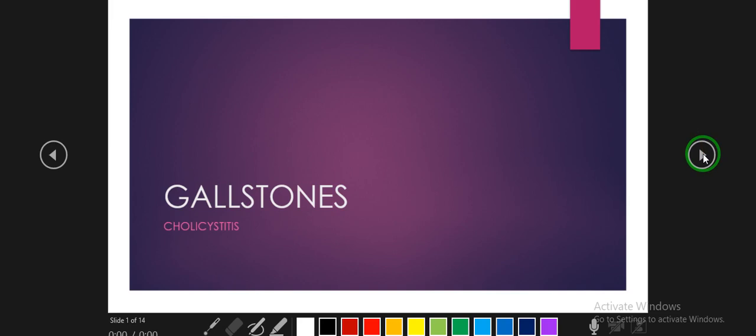Gallstones are stones within the gallbladder, and cholecystitis is the inflammation of the gallbladder.